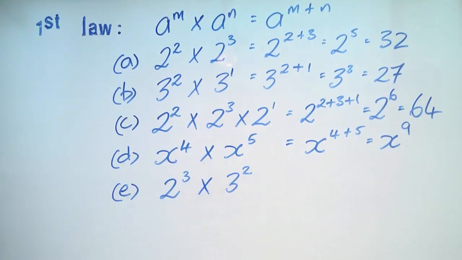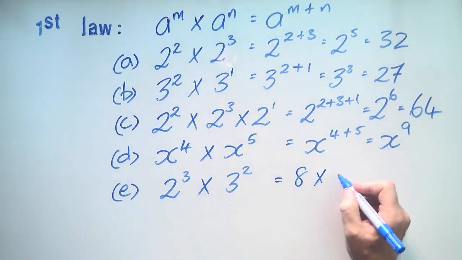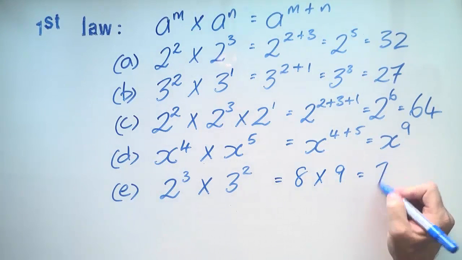Now, we cannot use the laws of indices here because we have a different base. To use the first law, we must have the same base and a multiplication sign. Well, we've got the multiplication sign, but we don't have the same base. So, here we have to follow the order of operations, which means this is 8 times 9, which of course is 72.